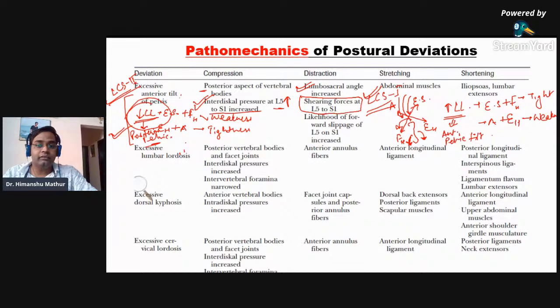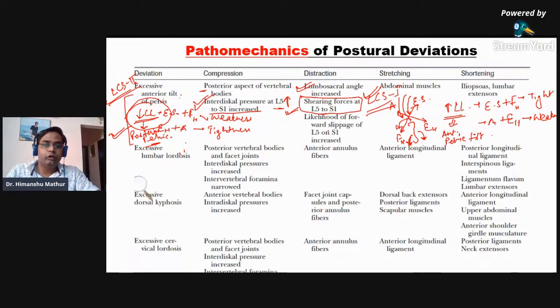It is said that with every 1 or 2 degree increase in the sacro-horizontal angle, the shearing forces increase to a greater extent. Usually the normal sacro-horizontal angle is 45 degrees, and when it reaches 51 degrees, the total shearing force becomes 85% of the total body weight. It was a study done.